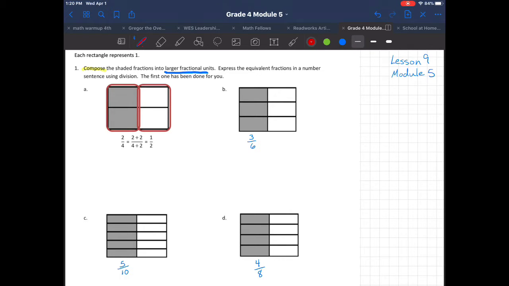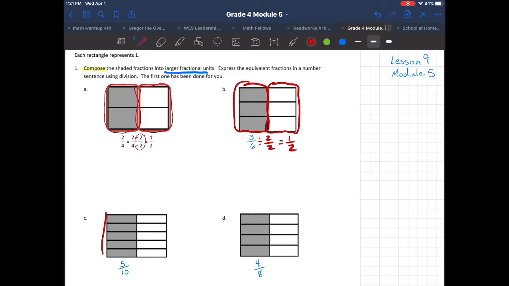So the first one, they had 2 fourths, and then they do these red kind of boxes to show, well, really these are a half, and to get there we had to divide by 2/2. So this next one is 3/6. We're going to compose it into the bigger equivalent fraction. Sorry, it's not a bigger equivalent fraction. I guess it's bigger pieces, but it's going to be the same size. So we are going to divide this by 2/2, and it will be 1/2.